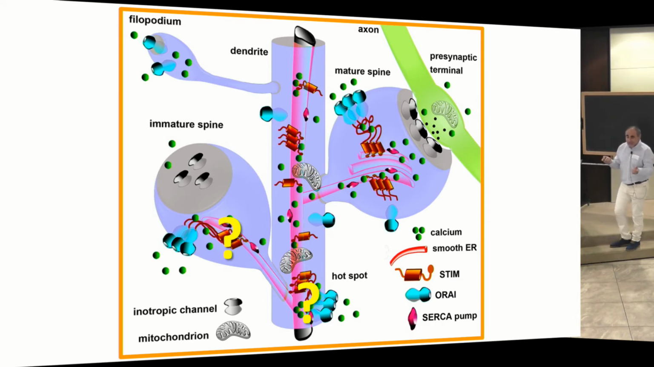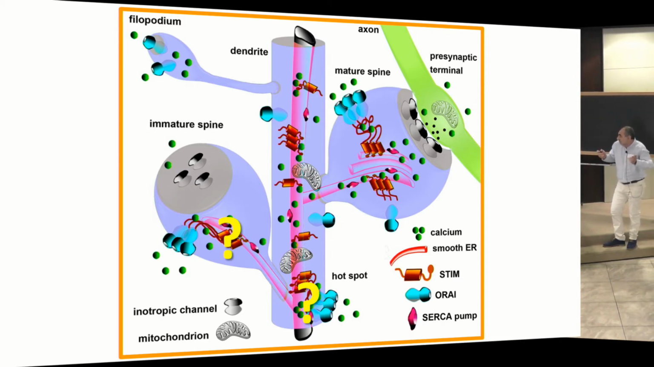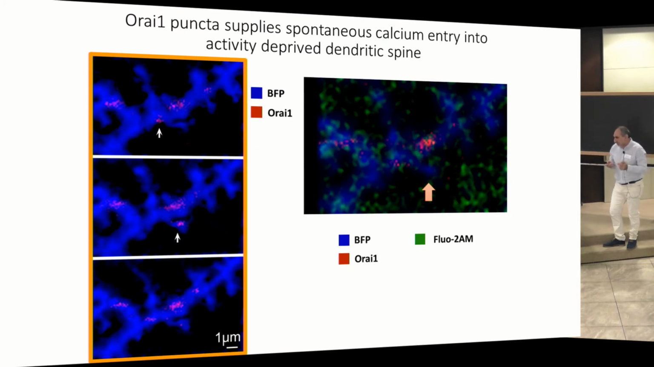Why? Because we are talking about premature spines which don't yet have presynaptic terminals, these little thin protrusions, and for these spines ORI can be the main source for calcium to be initiated and to establish some shape. Then the axon may come, arrive, and connect to it. Okay, but this is just a theory. I don't have proof for this yet.